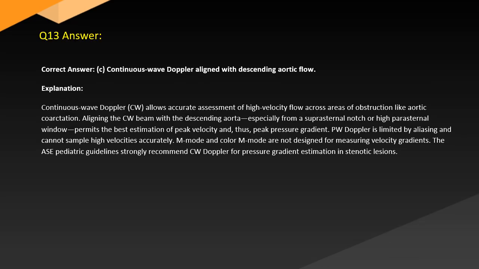Answer. Correct answer C. Continuous wave Doppler aligned with descending aortic flow. Explanation. Continuous wave Doppler allows accurate assessment of high velocity flow across areas of obstruction like aortic coarctation. Aligning the sample with the descending aorta, especially from the suprasternal notch or high parasternal window, permits the best estimation of peak velocity and thus peak pressure gradient.